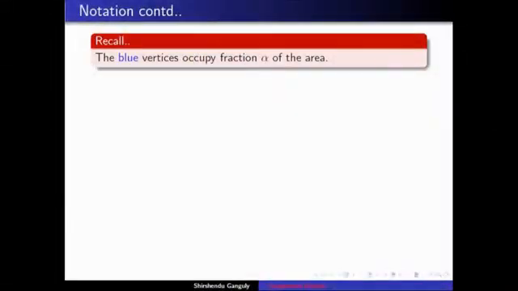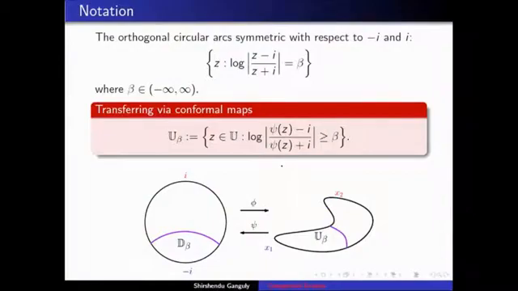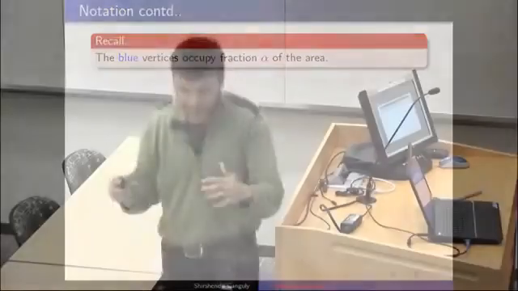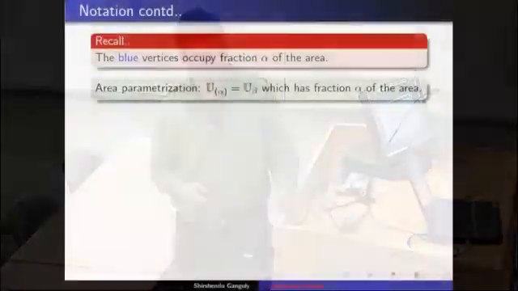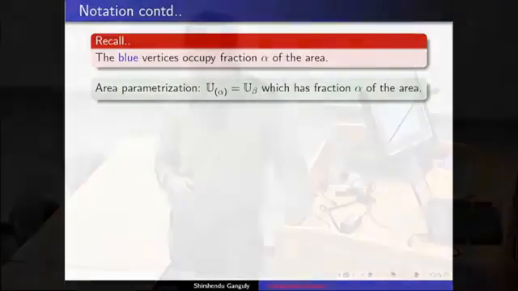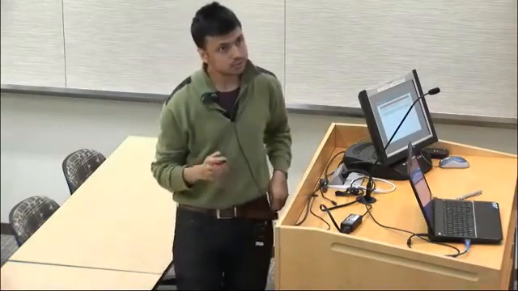So this was the value of this function on the geodesic, on this curve. However, we are interested in area, right? So we started with alpha fraction of the area being blue. You want to find the beta which gives you alpha fraction of the area. This we call U alpha: it is U beta for the value of beta which has fraction alpha of the area. As beta goes from minus infinity to infinity, you cover the whole region, so you can find such a beta.